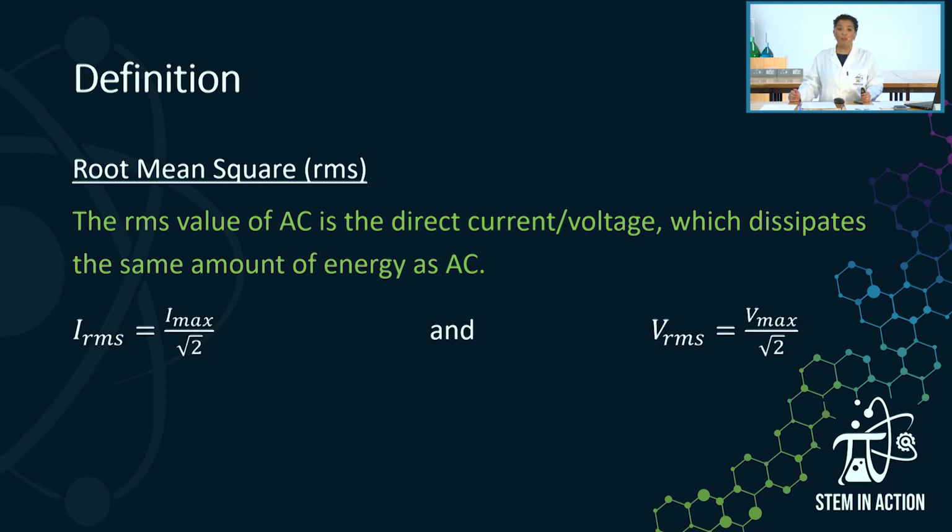But before that, we have I_rms, current root mean square, and V_rms, voltage root mean square. Don't panic, these equations are on your data sheet. So our I_rms, current root mean square, is equal to I_max divided by square root 2. And our V_rms is equal to V_max, the voltage maximum, divided by square root 2.